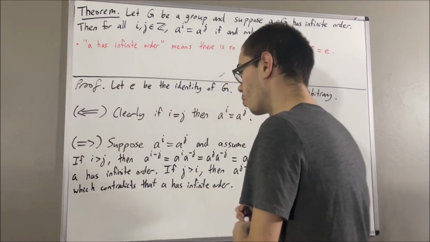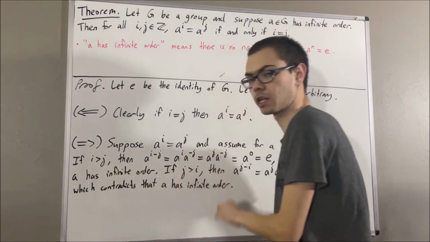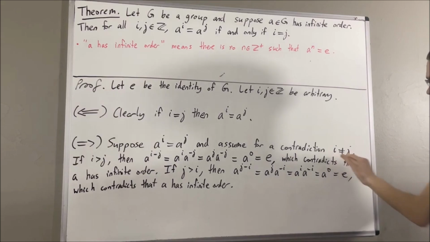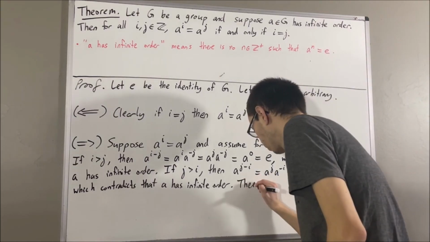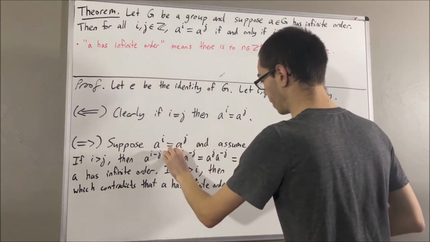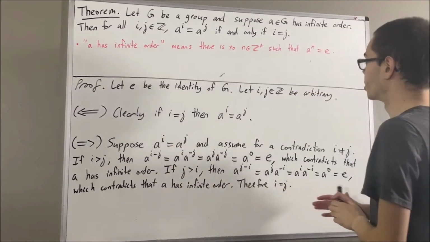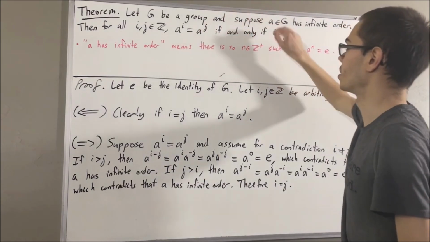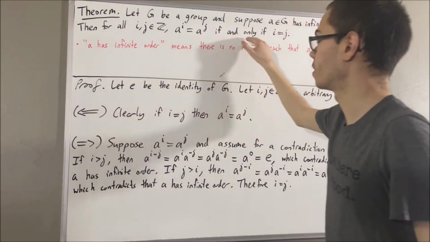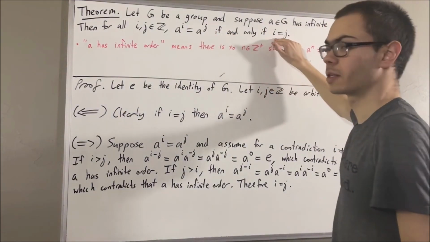So, no matter which case we have, we reach a contradiction. Our assumption that i is not equal to j led us to a contradiction, so we must instead have i is equal to j. And so we have shown if a to the power of i is equal to a to the power of j, then i is equal to j. So we have proven if this is true, then this is true. And we have proven both directions of the if and only if. So we have proven this entire statement.